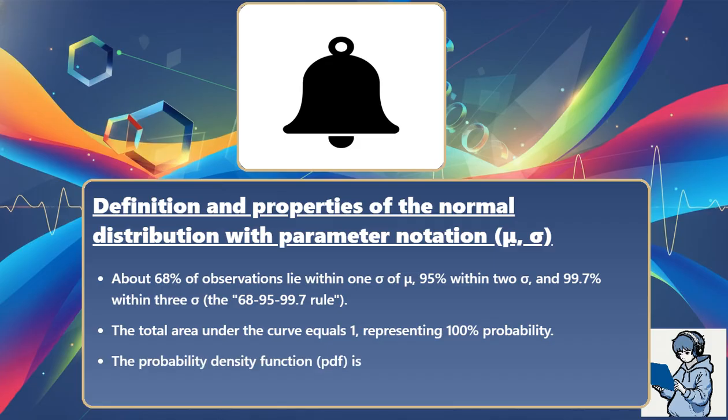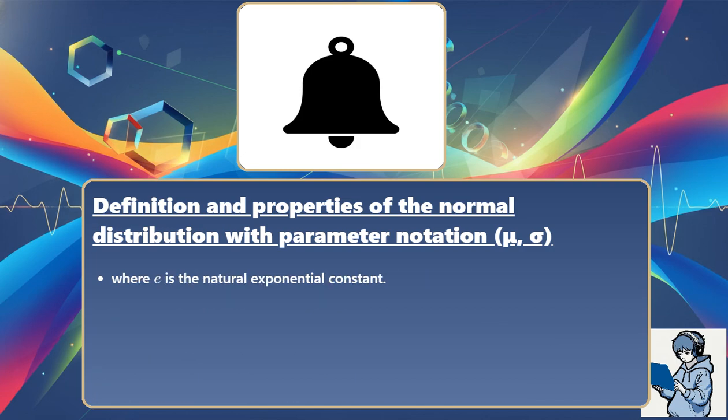The probability density function, PDF, is f of x equals 1 over sigma times the square root of 2 pi times e to the negative (x minus mu) squared divided by 2 sigma squared, where e is the natural exponential constant. This formula tells us the relative likelihood of each possible value x.